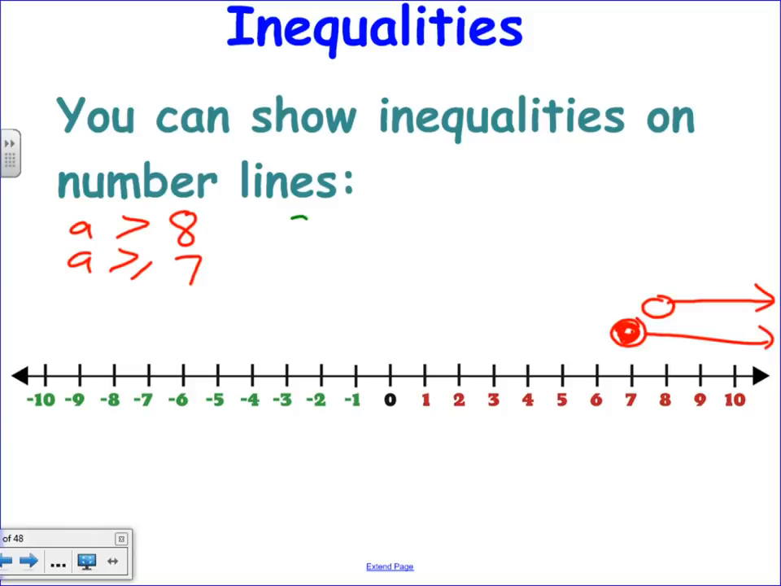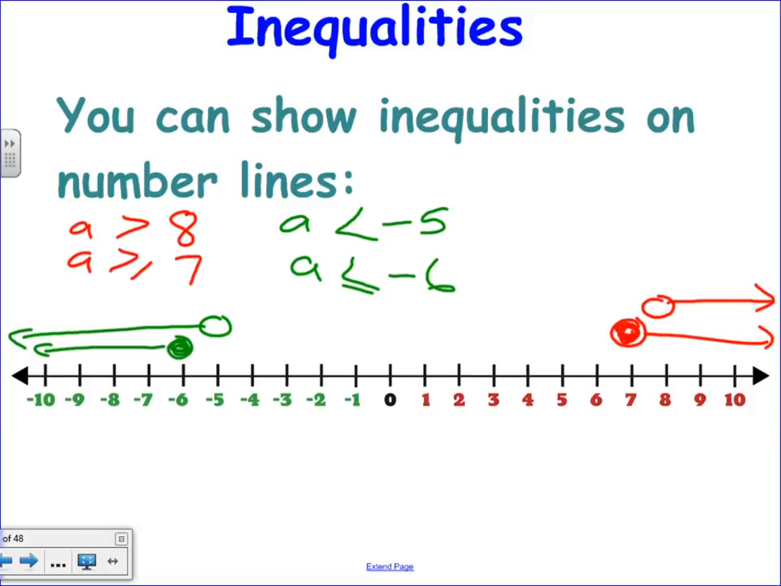Let's look at less than. So A is less than minus 5. So here you draw a line at minus 5 because you know A's got something to do with it, and less than minus 5 means it's represented in that direction. If A was less than or equal to minus 6, you would draw a circle at minus 6 and colour it in and draw something that way. Everyone happy with the basics of how you represent a variable with an inequality on a number line?